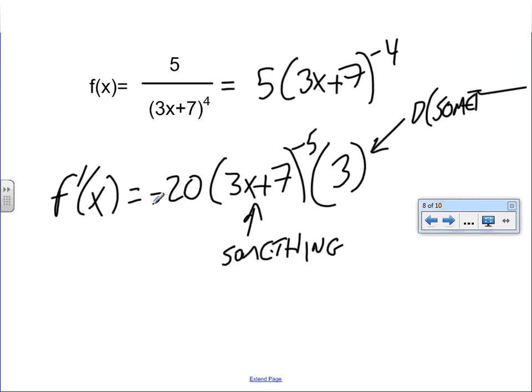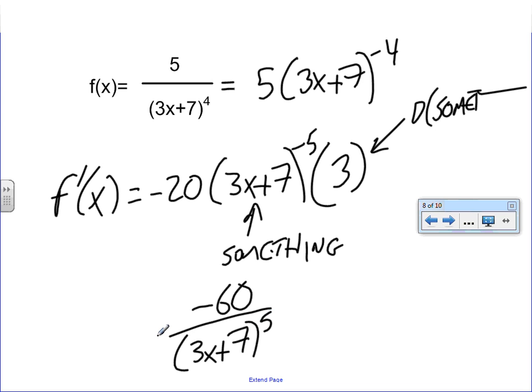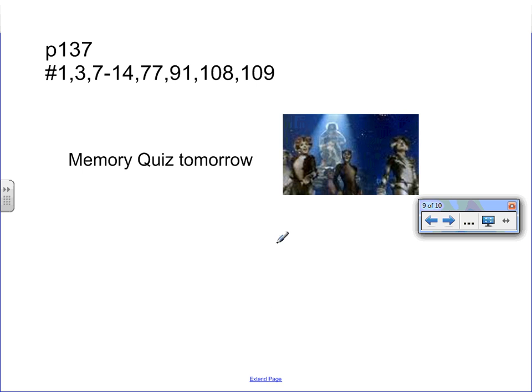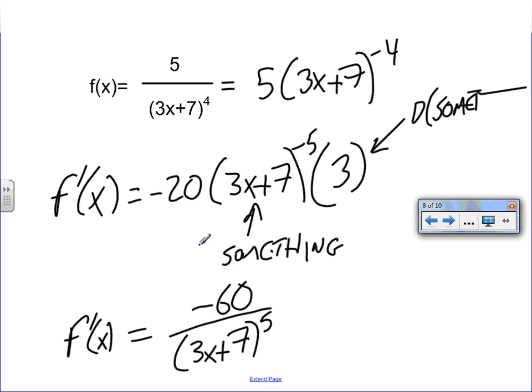Now we just need to make it look nice. Negative 20 times 3 is negative 60. Get rid of that negative exponent, like so, and we are all set. That is my f prime. One thing, notice that when I take a derivative, I don't write all that out. I write f prime. All right, where are we at now? We're at the end of the road.